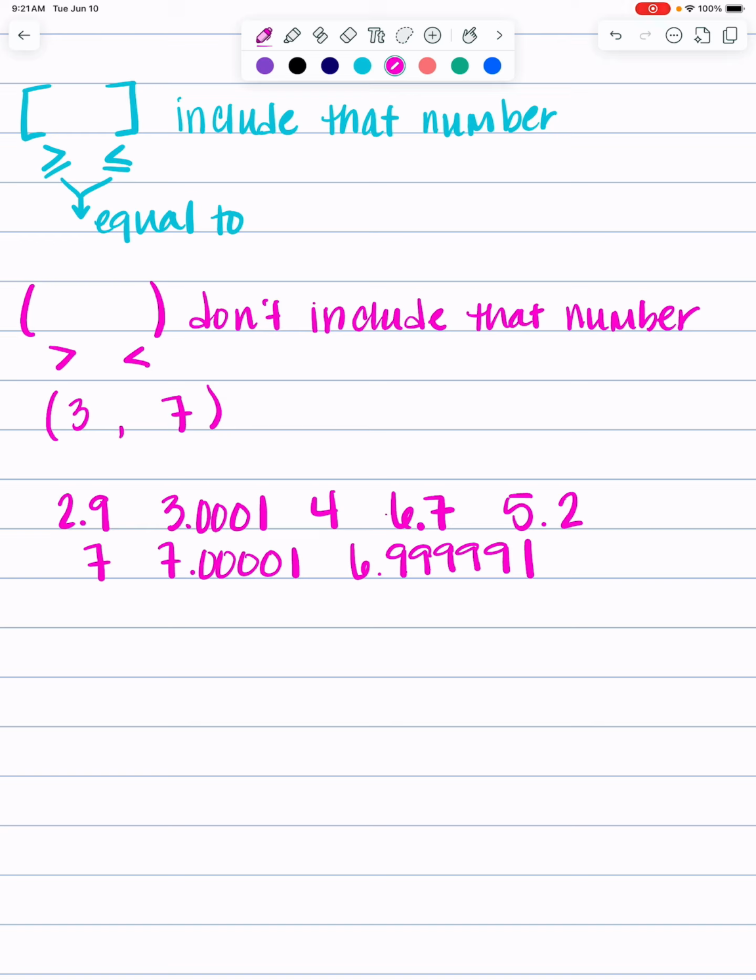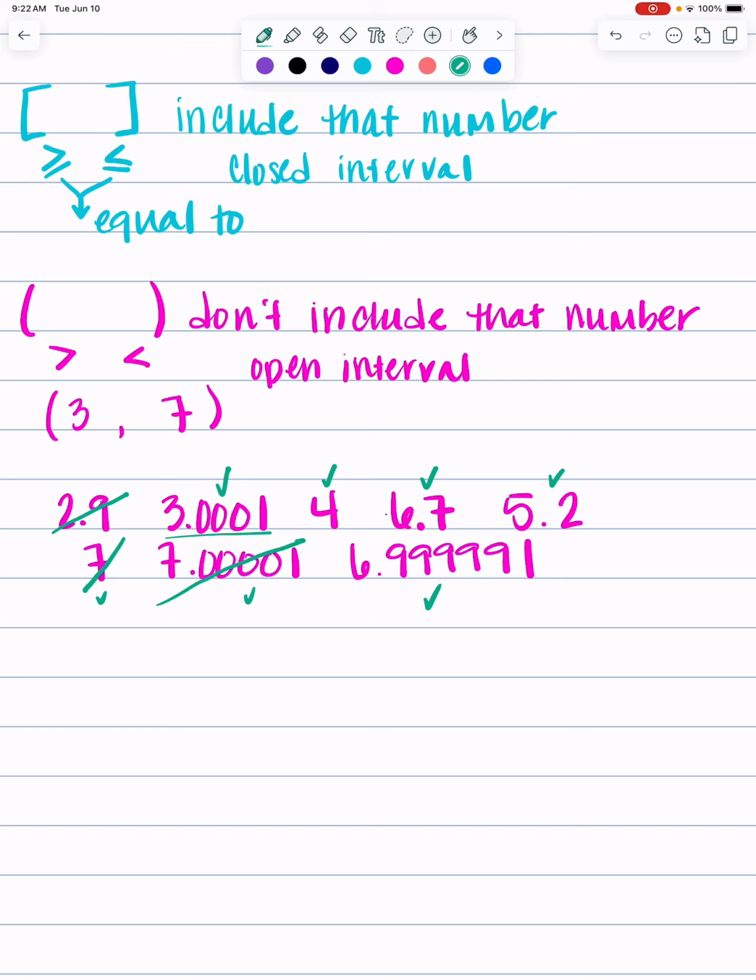So if I want the interval, the open interval, that's what we call it. This is an open interval. This is a closed interval. Right now, we're just going to look at the open interval. That means we want to be greater than 3. Well, that means 2.9 is out. 3.001 is greater than 3. 4 is greater than 3. It looks like all of these are bigger than 3. But we want to be less than 7. So that means 7 is out. 7.00001 is out. But the 6.99991 gets to stay.